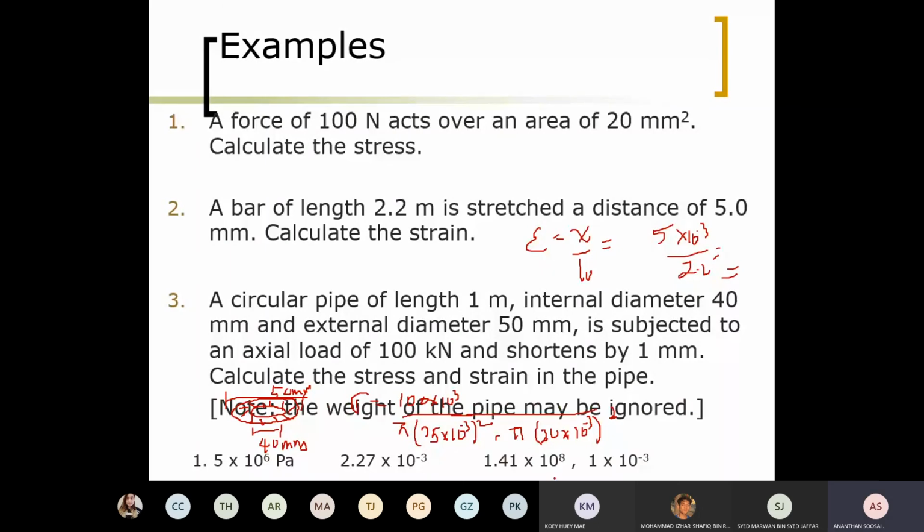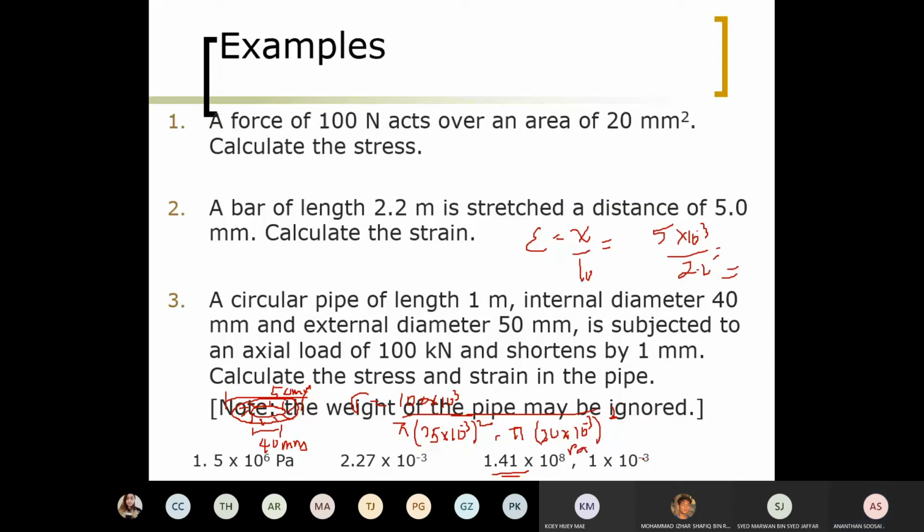So do you get these answers? 1.41 times 10 power of 8 should be your stress. Remember, you can only take the area at the side. Pi r squared of the big diameter minus pi r squared of the small diameter will give you the area of the side. So force divided by that area should give you 1.41 times 10 power of 8 Pascal. The unit for stress is Pascal.